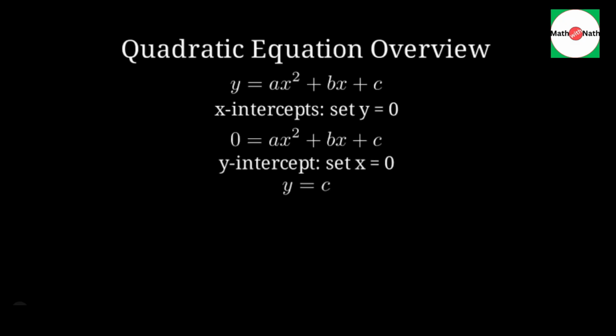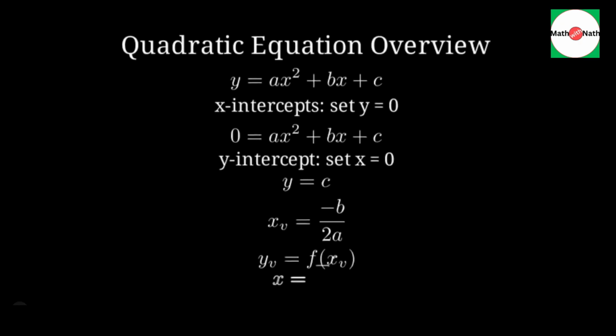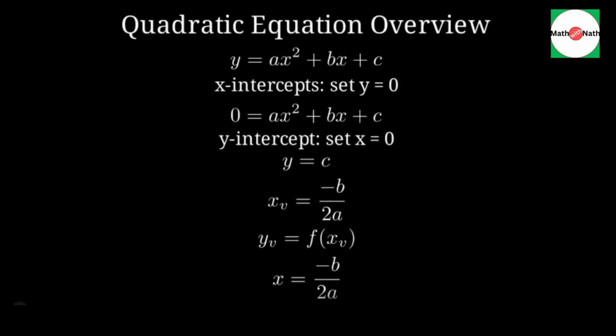The vertex is the highest or lowest point on the parabola. Its x-coordinate is negative b over 2a. Once you find x, you plug it back in to find the y value. The axis of symmetry is the vertical line that passes through the vertex, and its equation is x equals negative b over 2a. Now, let's do a full example.